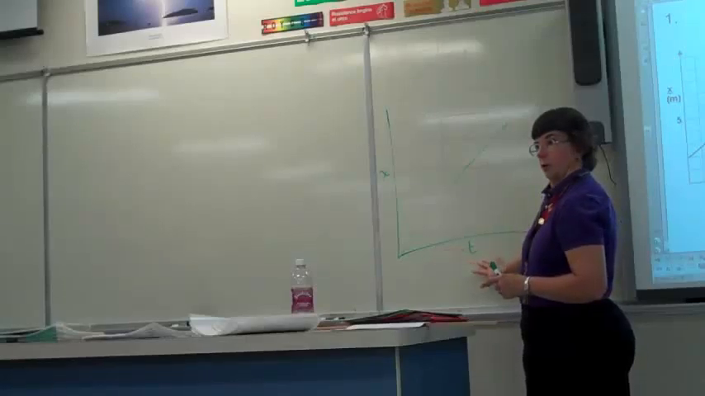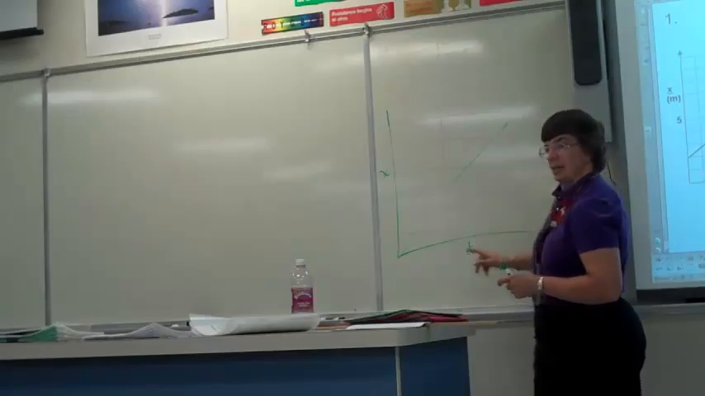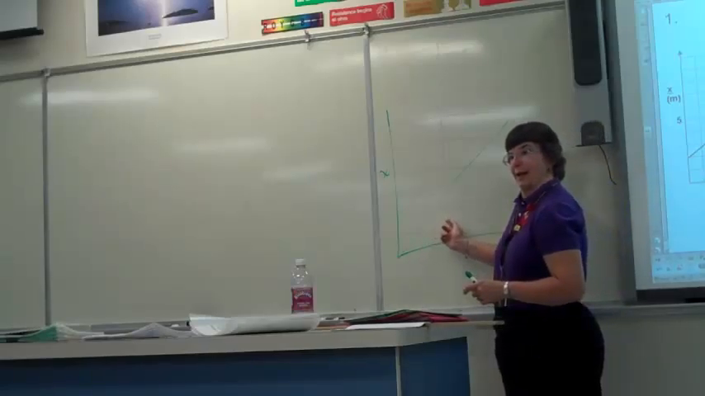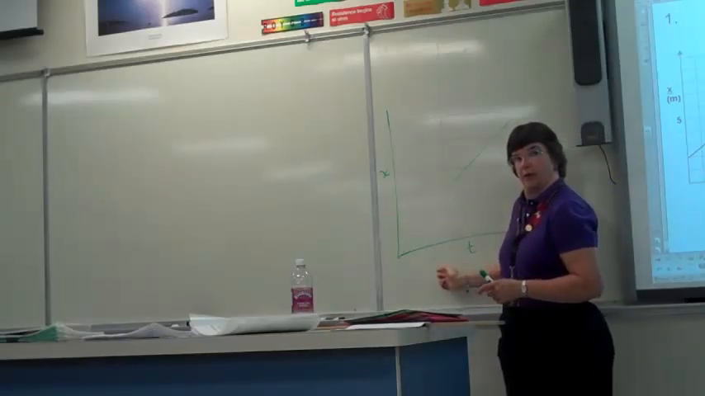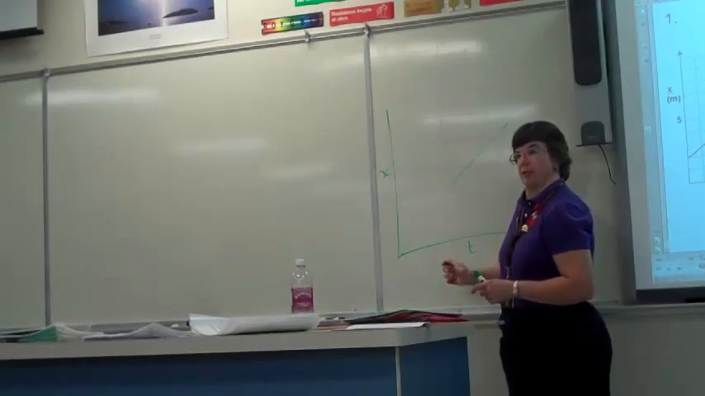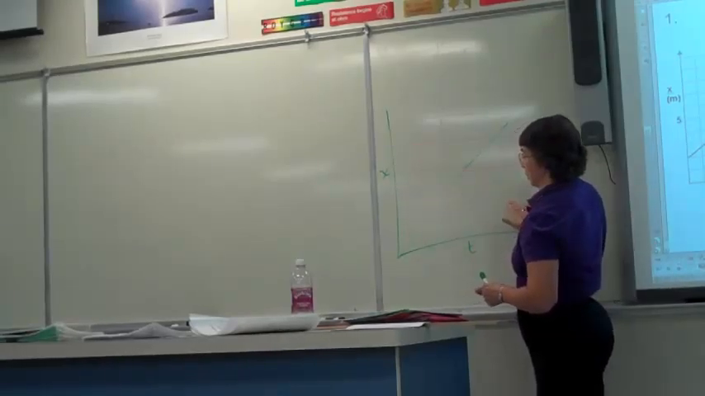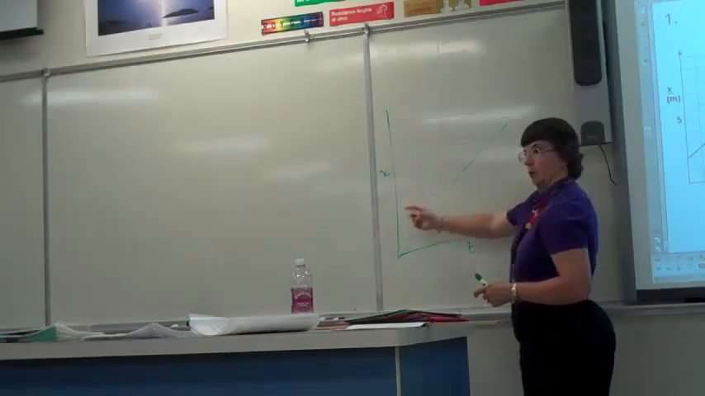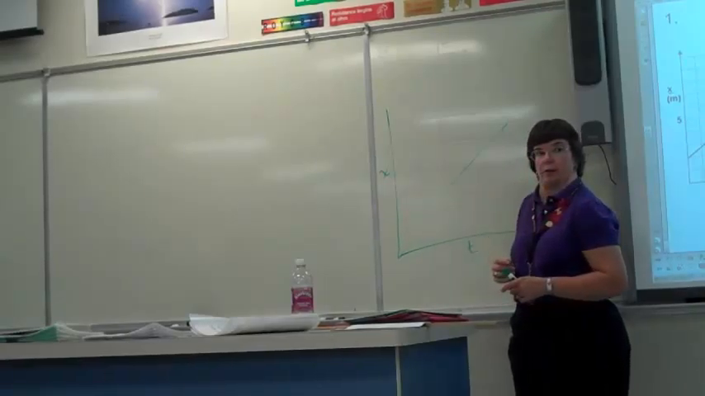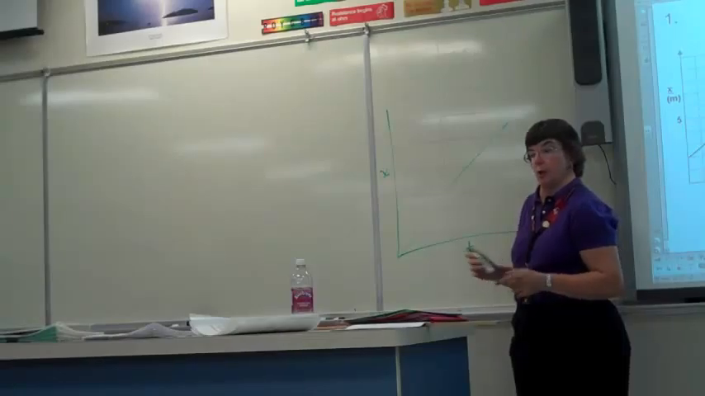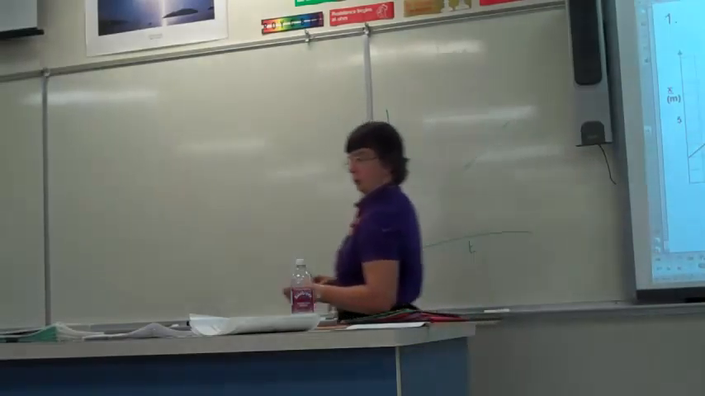So you have a way to identify if velocity is constant. Anytime you have a straight line on a position time graph, velocity is constant, whether it's a negative slope, a positive slope, or a horizontal line. You've got a constant velocity. All right?